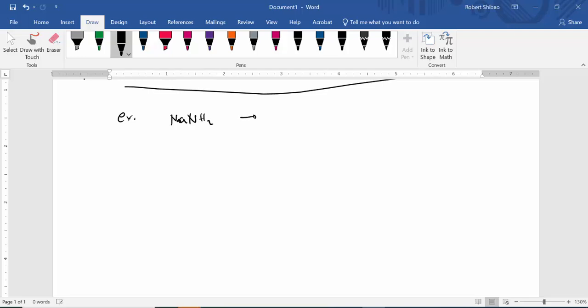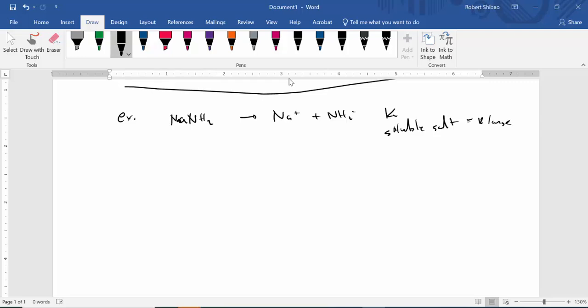sodium amide is a soluble salt, and soluble salts are strong electrolytes. So this is not Ka. Some people think this is Kb. This is not Kb. This is just K. K for soluble salt. And so some people will say, oh, sodium amide is a strong base, and a strong base should ionize 100%. No, it's not. Sodium amide is a soluble salt. Soluble salts ionize 100% because they have a very large K.